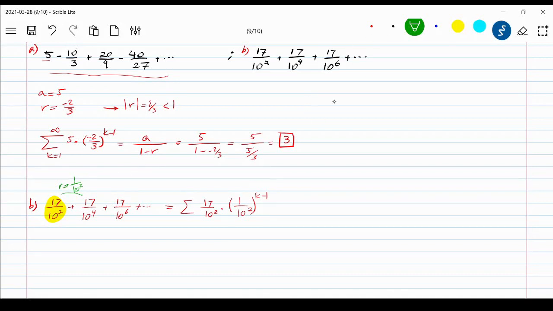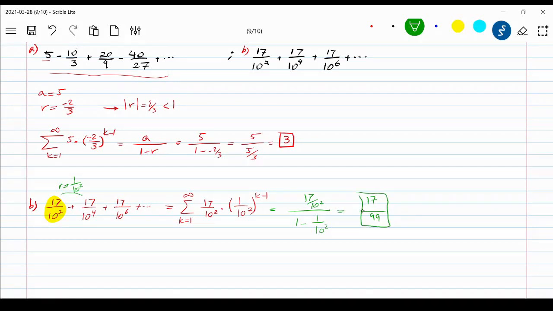Okay, so what is the summation? From 1 to infinity. Sometimes they use subindices n. For me, I normally use k. It's not any different. So again, since the common ratio is less than 1, you can do this: 17 over 10 squared divided by 1 minus 1 over 10 squared. And this is simply 17 over 99. The 10 squared can cancel out. You would have 17 over 99.